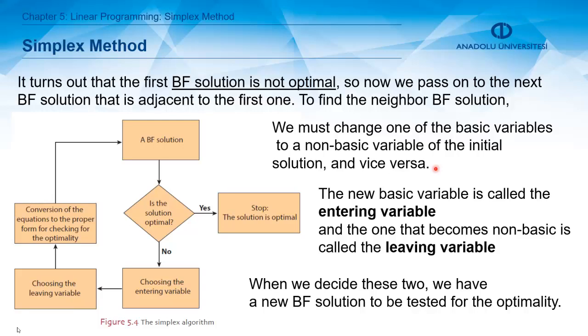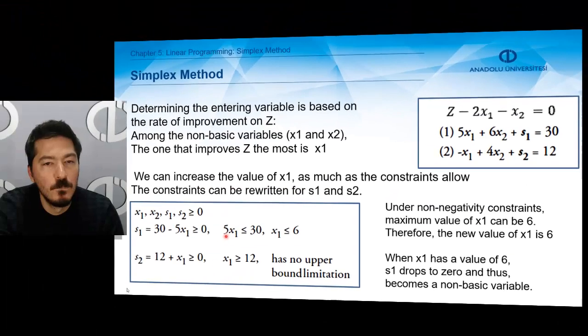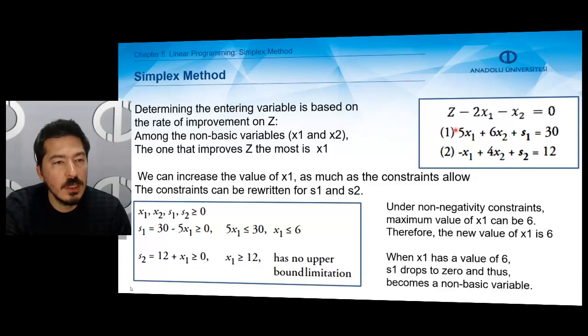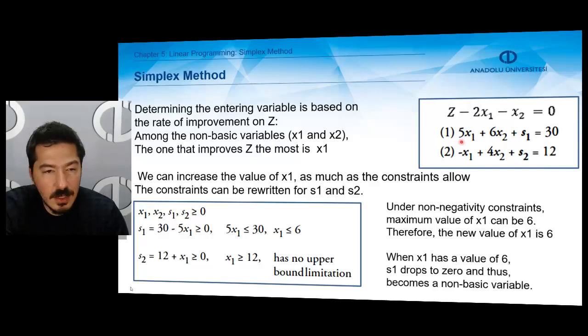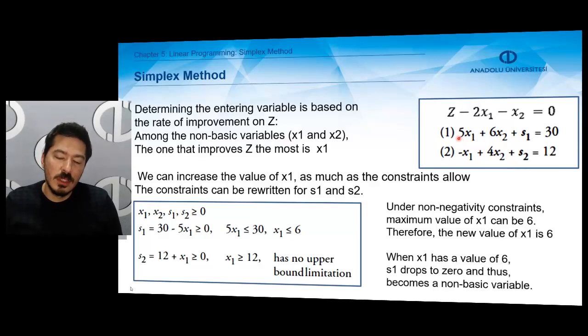To find the neighbor basic feasible solution, we must change one of the basic variables to a non-basic variable of the initial solution and vice versa. The new basic variable is called the entering variable, and the one that becomes non-basic is called the leaving variable. When we decide these two, we have a new basic feasible solution to be tested for optimality. Determining the entering variable is based on the rate of improvement on z. Among the non-basic alternatives, which are x1 and x2, the one that improves z the most is x1.